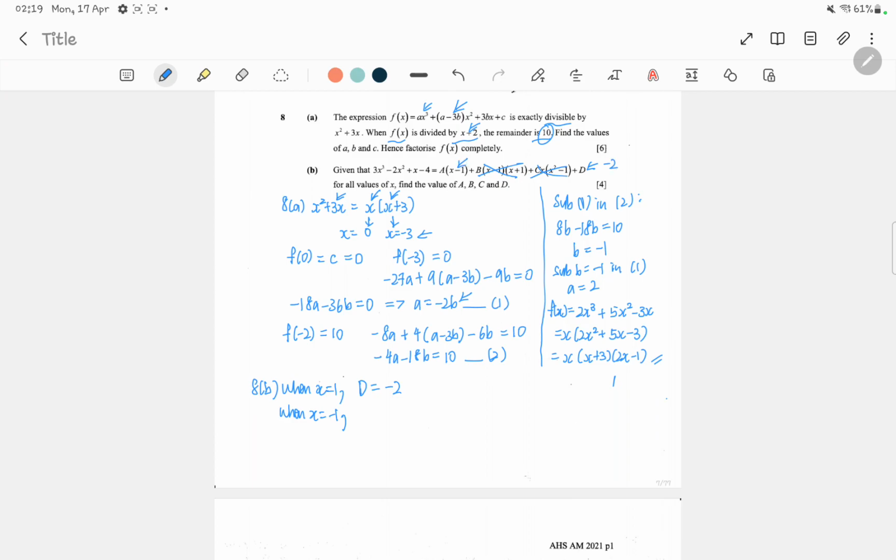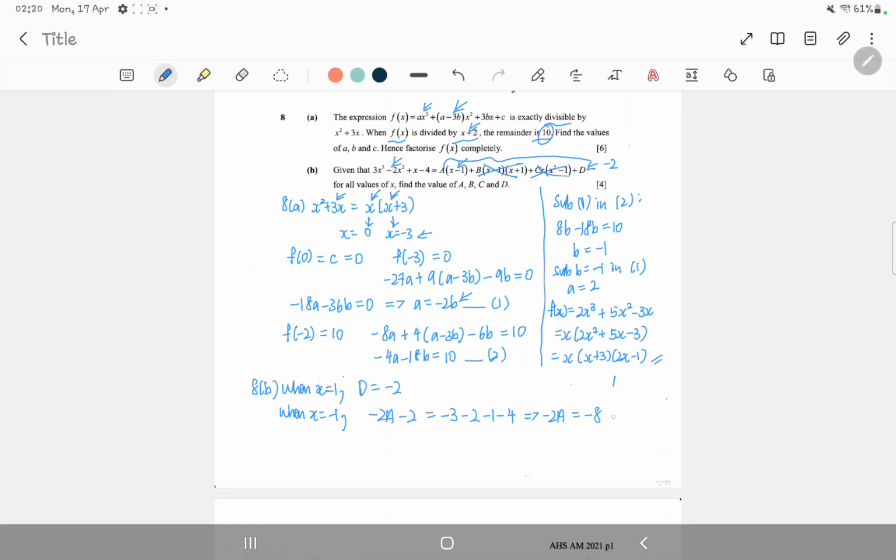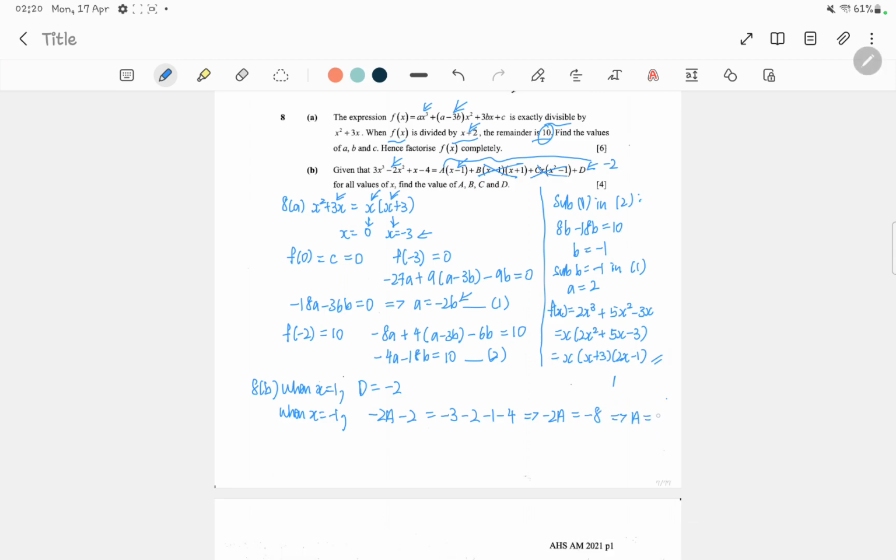And substituting minus 1 over here, it will be minus 1 times a, which is minus 2a. Okay, so we have minus 2a minus 2. This is the right hand side that I have evaluated earlier. Now substitute minus 1 into the left hand side, we get minus 3 minus 2 minus 1 minus 4, which means that minus 2a is actually equal to, let's evaluate this, minus 10, minus 8. Which means a is equal to 4.